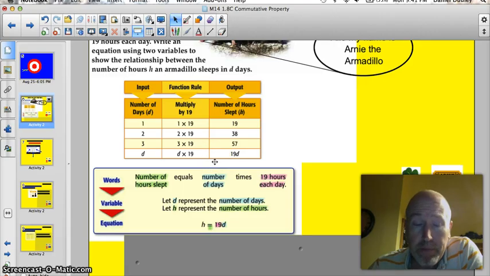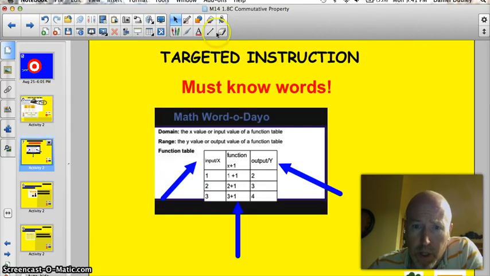All right, let's get into this a little bit more, but I want to look at the vocabulary specifically first. So here's a typical function table where you've got the input or the x, you've got the function, and then you've got the y or the output. So this here is going to be the domain, and this is going to be the range. So domain is the x value. The y value is the range.